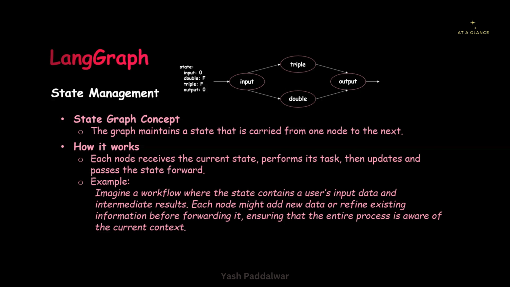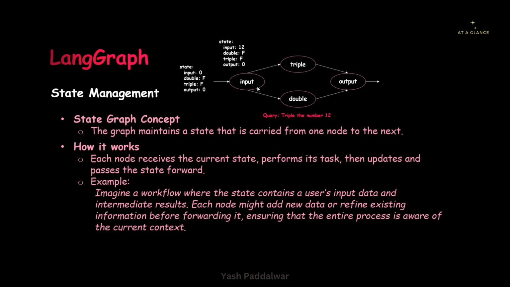Now let's say the user inputs a query, "triple the number 12." In this case, the input number is 12 and the user is asking to triple that number. So now our graph execution will start. As I said, the state will be maintained throughout the graph. This state will be forwarded to the input node. The input node will simply grab the number from the query and update the state. You can see the input variable is now updated to 12.